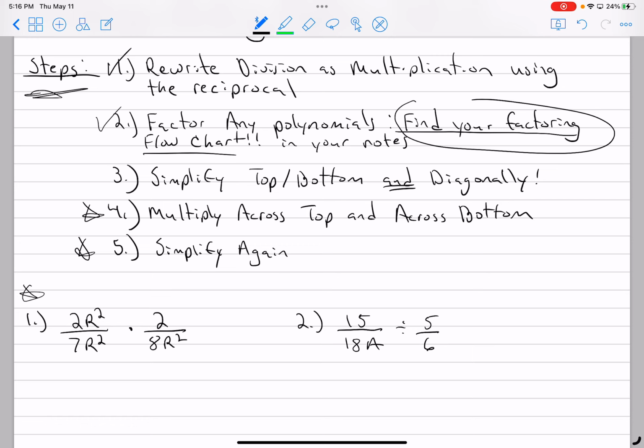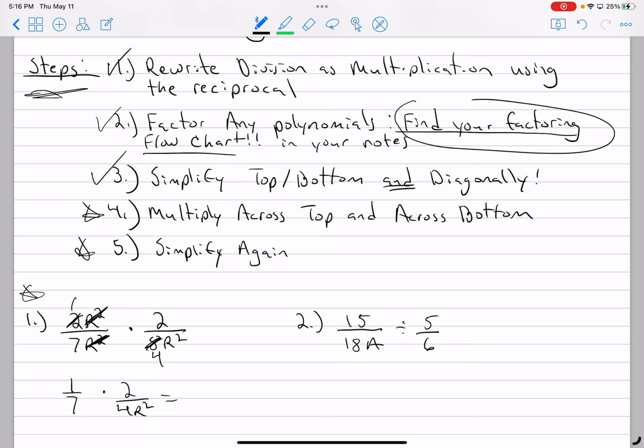I see r squared over r squared. Those can cancel each other out. I see a 2 and an 8. I could factor a 2 out of those. So 2 divided by 2 is 1, and 8 divided by 2 is 4. Nothing else for me to cancel out, I don't think. I have the r's, nothing here. So now I have 1 over 7, right? This is what I have on this one, times 2 over 4r squared.